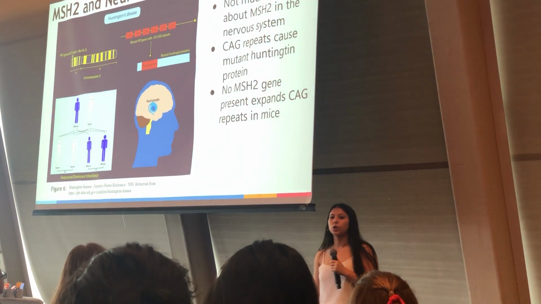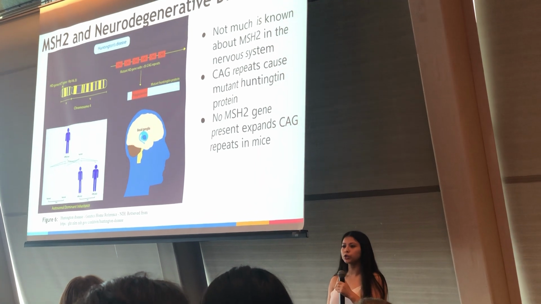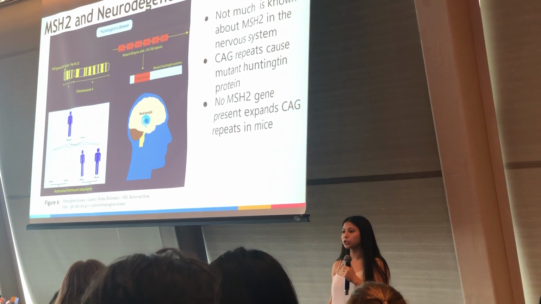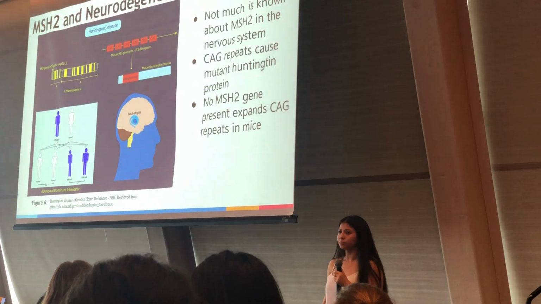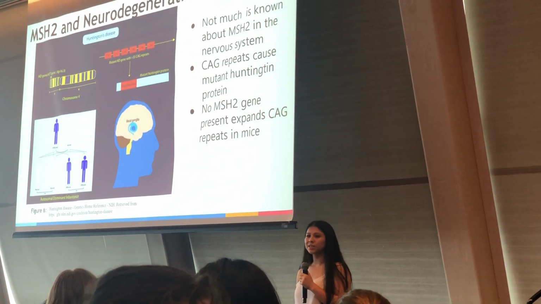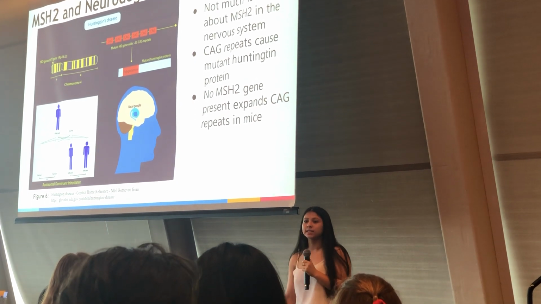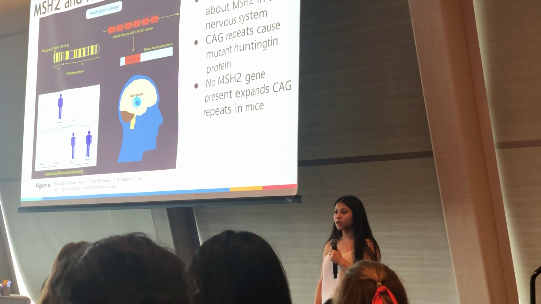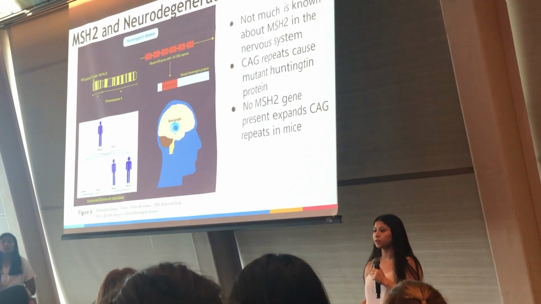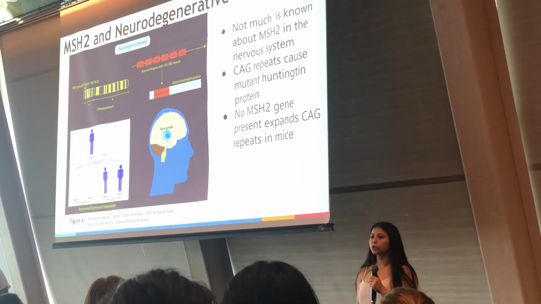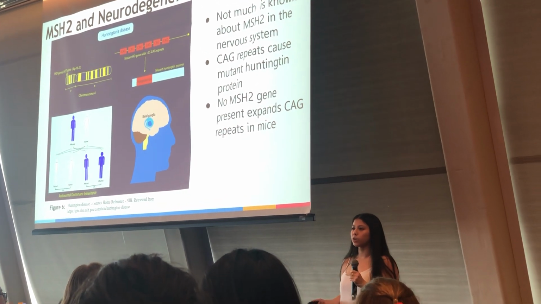A recent study showed MSH2 and the link to Huntington's disease, which is a neurodegenerative disease characterized by loss of sensory function and motor function over time. Huntington's disease is caused by something called a CAG repeat. A CAG is a trinucleotide, cytosine, adenosine, and guanine, and if you have more than 36 of these repeats, your gene is mutated and you will develop Huntington's. If you're between 10 and 35 repeats, your gene is in the normal range and you will not develop it.